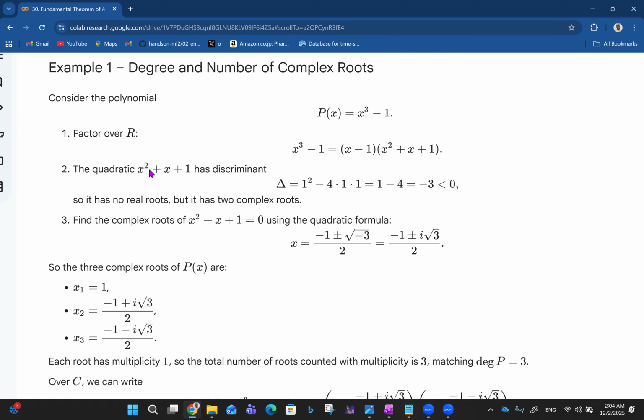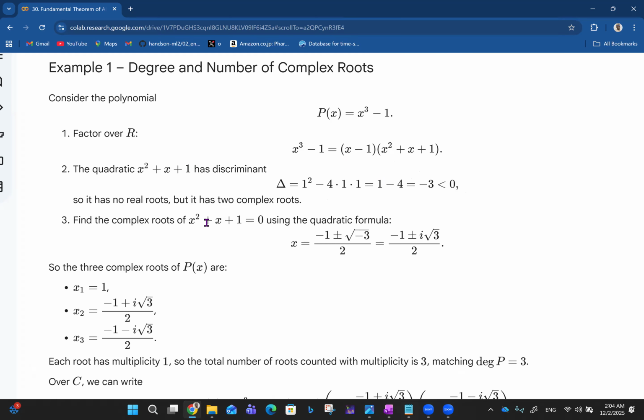The quadratic x squared plus x plus 1 has a discriminant, where a is 1, b is 1, c is 1. That's b squared minus 4ac, which means 1 minus 4, which is minus 3, less than 0. So it has no real roots, but it has complex roots. The first factor has a real root, x is equal to 1, we know. This one does not have real roots, but it has complex roots.